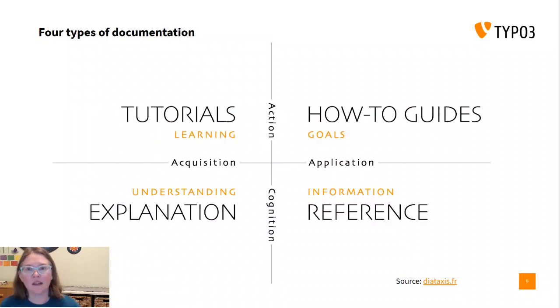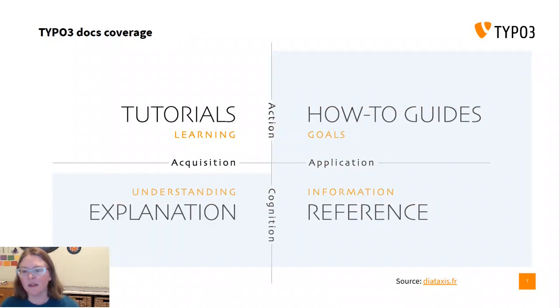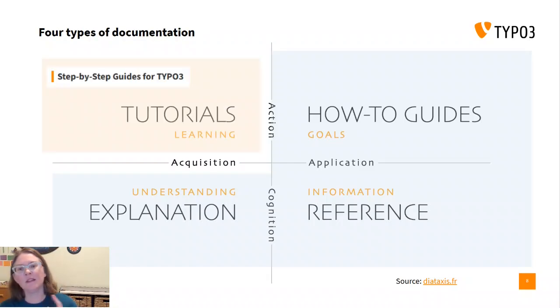If we look at the Diataxis framework, which is a way of looking at technical documentation, these quadrants show the difference between acquiring knowledge and applying it, and understanding or cognition versus action. The current TYPO3 documentation pretty much covers 3 of these 4 quadrants. We have excellent reference information, we have explanations about features, and there are some how-to guides and what we call tutorials. The step-by-step guides sit in this quadrant where action and acquiring knowledge meet.